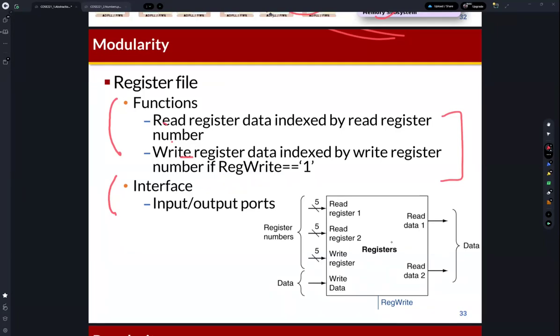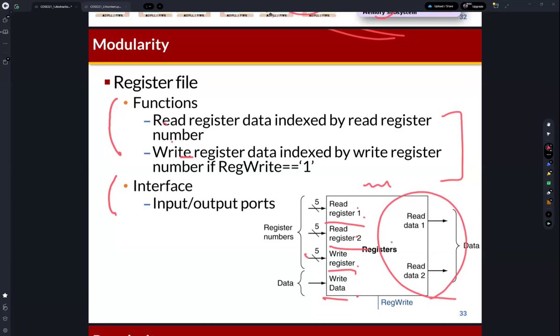We define a function of this module. So this is a module, and in this module you can also find some interface. It means some input ports here. These are input ports, write data, and then you can find the output port here. So when a module is designed, the function should be defined, and also the input and output.